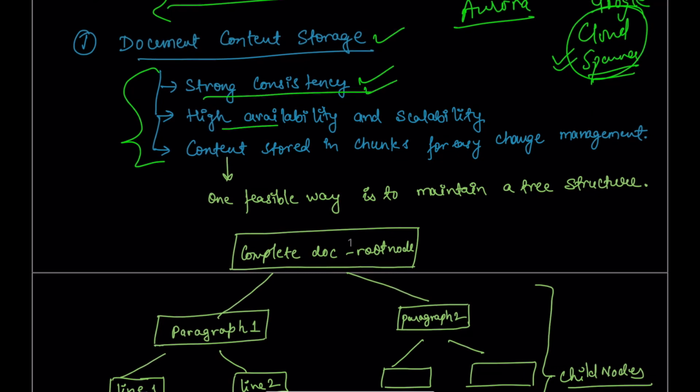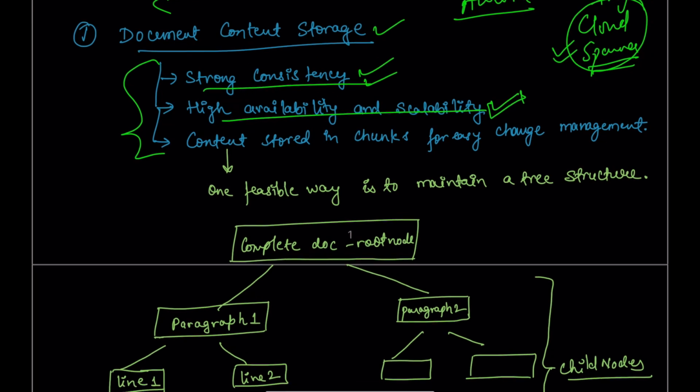Then we are looking at higher availability and scalability. Therefore, definitely this is a need, because we are talking about scale. There are a lot of users trying to access the documents, and along with it, a lot of users trying to work on the same document.